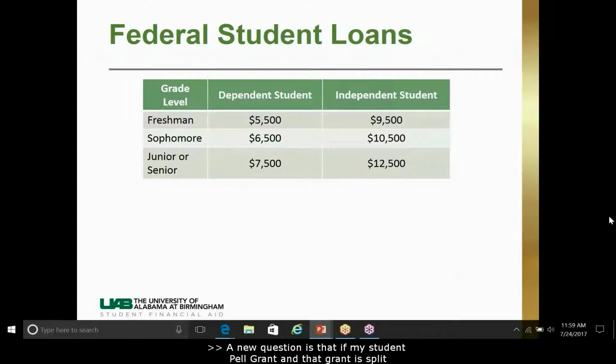A new question is that if my student receives a Pell Grant, is that grant split into both semesters, or is that total grant used for the first semester? No, Pell Grant funds are always split between fall and spring semester.